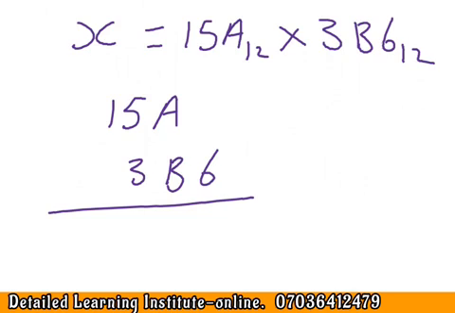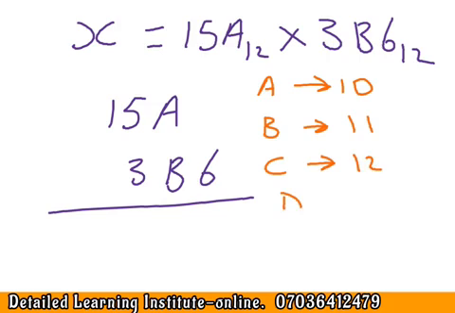But those of you who have gone through my previous lecture, you may not need it. Now, whenever we are working in a base that is above 10, above decimal, we use A to mean 10, we use B to mean 11, we use C to mean 12, we use D to mean 13, we use E to mean what? 14, we use F to mean 15.